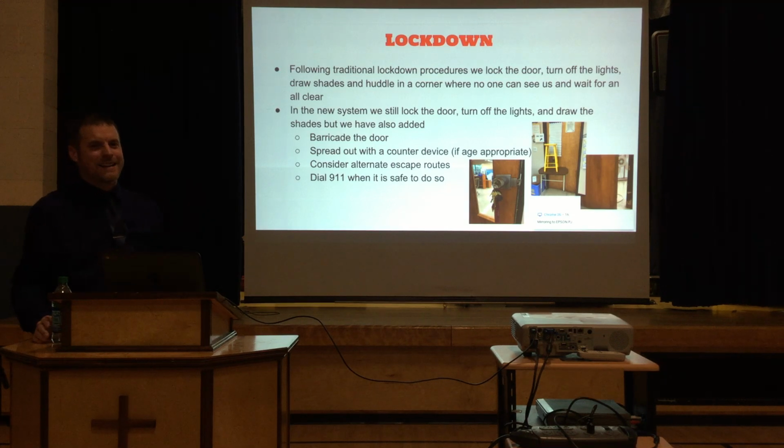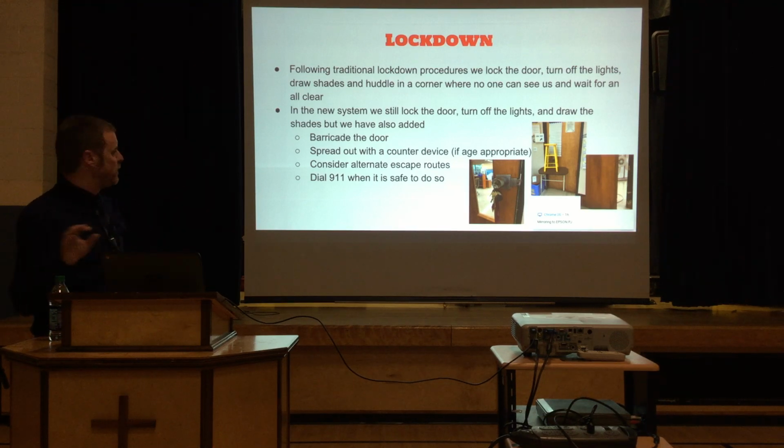So we still use the lockdown. Obviously, slowing down an intruder by having a locked door is important. But we also recognize an armed intruder can get through any lock they wish using an automatic weapon or whatever they have to get through the door. So we've added a few pieces. We're still locking the door, we're still turning off the lights, we're still drawing the shades to make it more difficult for them to locate us, but we're also barricading the door.